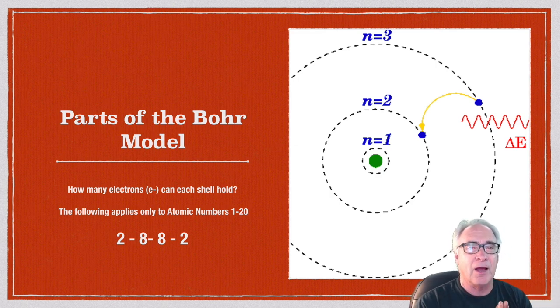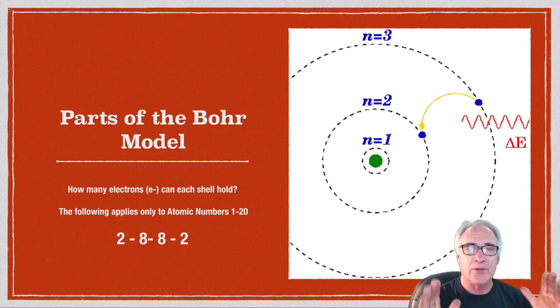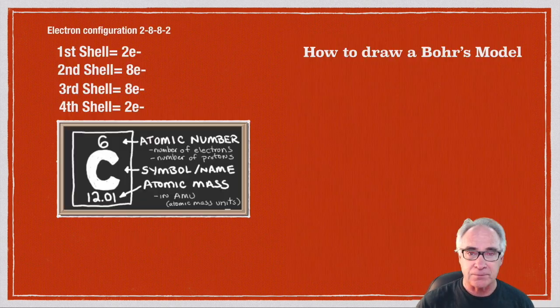They only apply for those elements 1 through 20. That's basically hydrogen all the way through calcium. And there's a little bitty thing I need you to remember. It's 2, 8, 8, 2. There's 4 different shells in which, in these particular elements, electrons will travel. And in each one of those it has only a certain number of electrons. So let me show you what I mean.